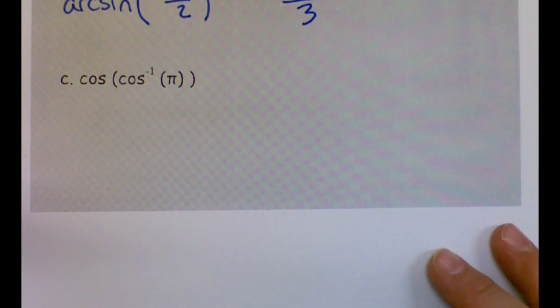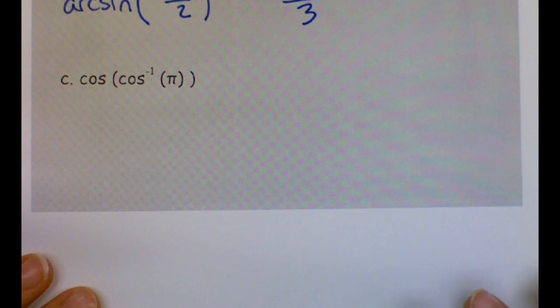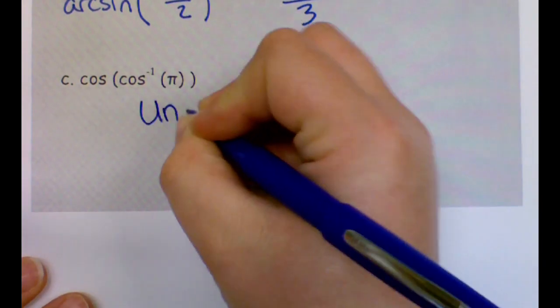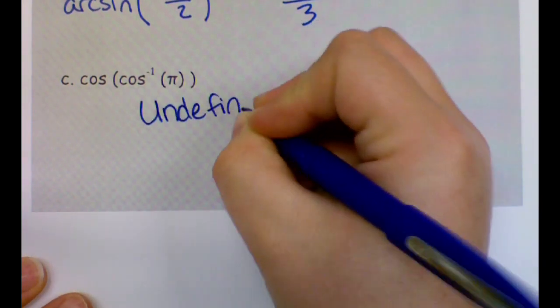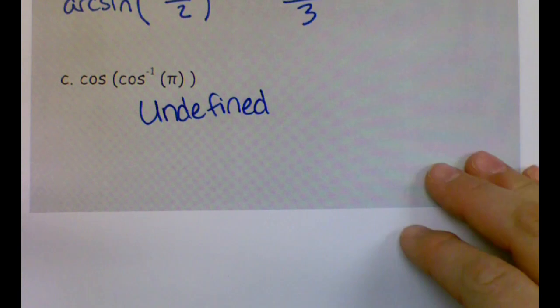And the cosine of the inverse cosine of π. All right, inverse cosine of π is undefined. No angle has a cosine of π. Be careful, because your brain probably said, oh, the cosine of π is -1. But be careful, it's inverse cosine.